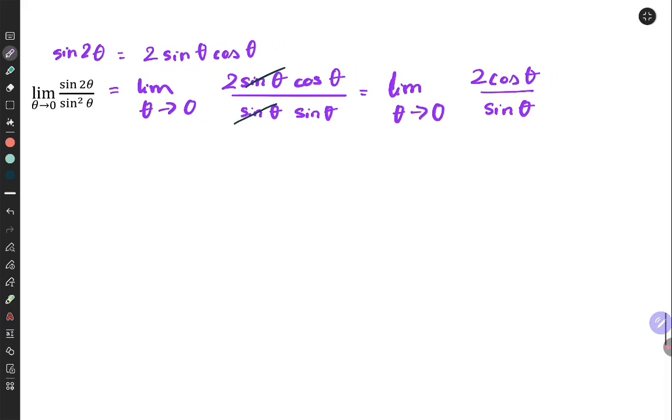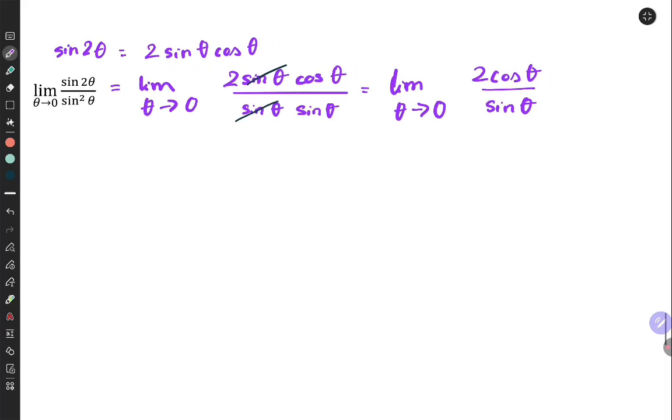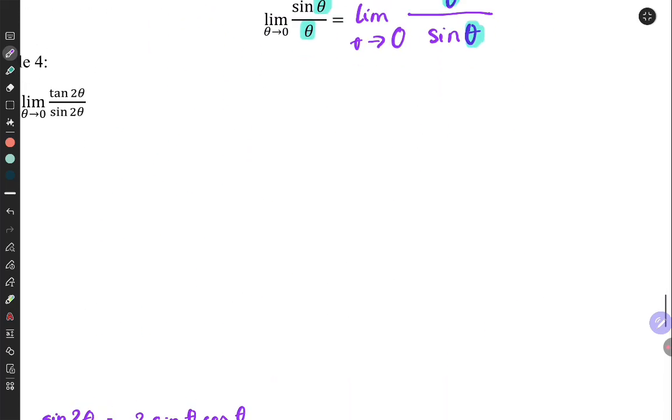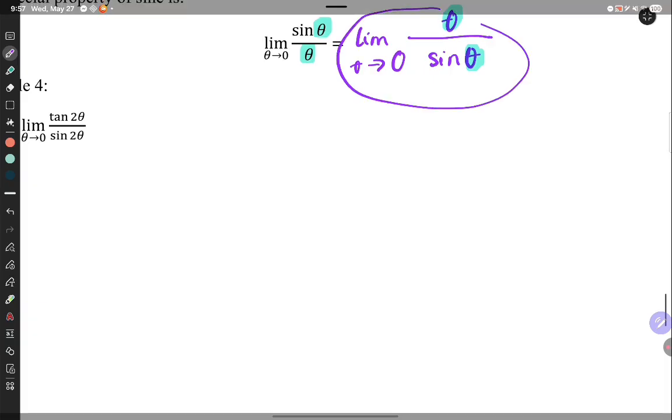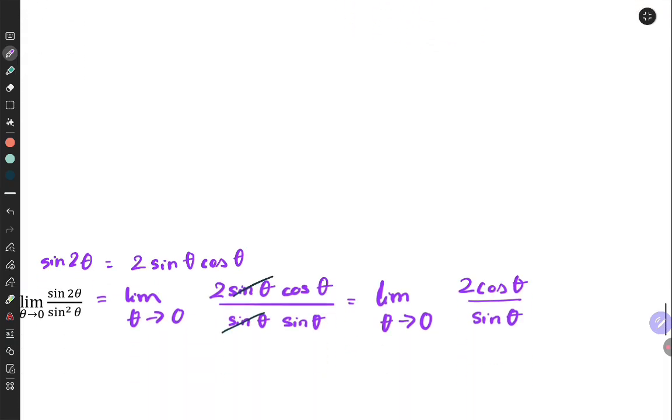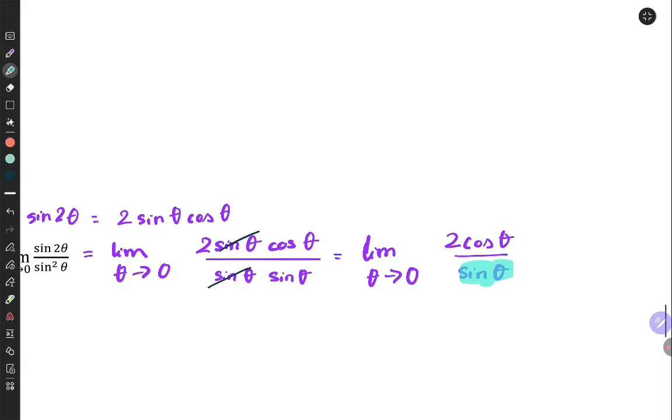What do we do? Use the property above, right here. Exactly this one. You need a theta over sine theta. So right now I have sine theta, and I need that theta to match with that. So I multiply by theta and then I divide by theta. By doing that, I'm looking at this bubble right there. That is 1. Then what else?